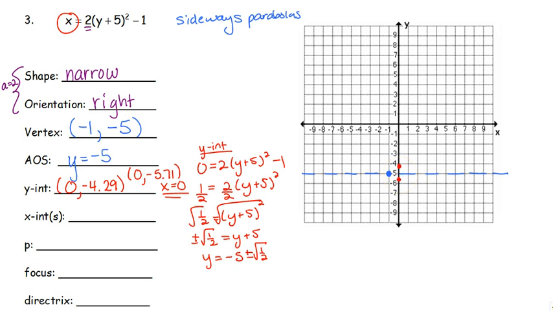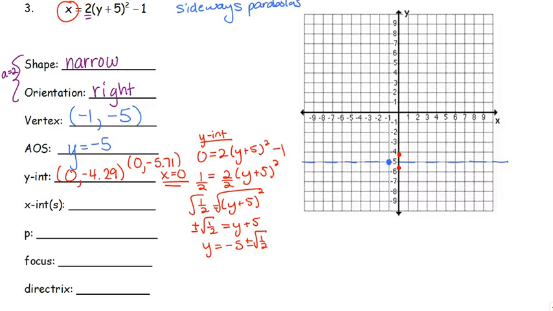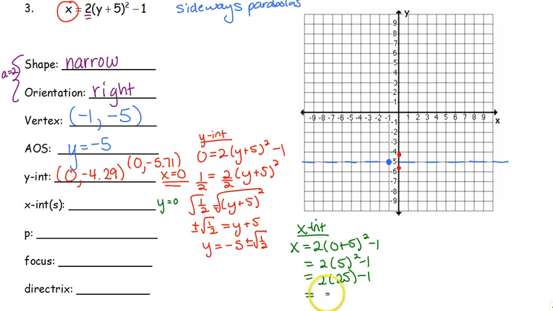Now we move on to the x-intercept. If I'm looking for the x-intercept, I know this is when y is going to be equal to 0. So I go back to my equation. x is equal to 2 times (0 plus 5) quantity squared, minus 1. 0 plus 5 is just 5, squared, minus 1. Make sure that you're following the order of operations. 5 squared is 25. We have to do that first. 50 minus 1 gives us 49. So this point is at 49, comma 0.